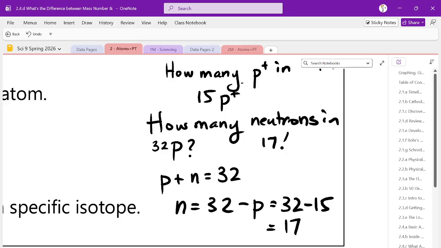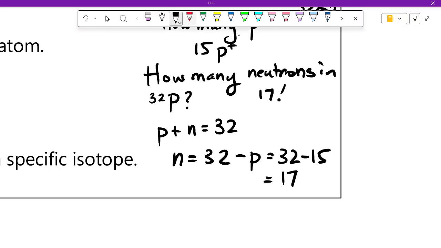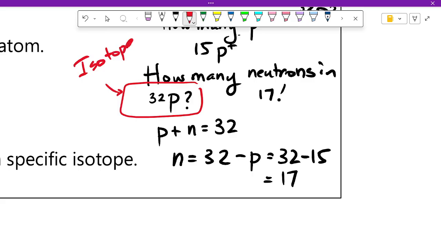And if you happen to be using this notation here, this isotope notation, the 32 would go at the top. What would go at the bottom? 15. And it's very much like it sets you up to do a subtraction there, right? We've got 32 above the 15, so you go 32 minus 15, and that gives you 17 neutrons. Okay?